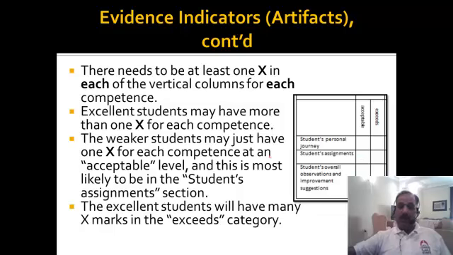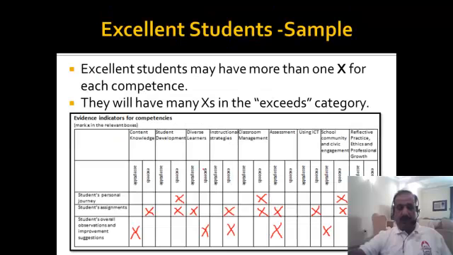Now, the excellent students will have more than 1 X, in fact, not just for the acceptable category, but for the exceeds category, and not just for student assignments, but also for a student's personal journey, maybe, and the last one, the student's overall observations. Now let's talk more about this. Now we have two samples. Sample number one, I call this one the excellent students. The excellent students will have more than one X, as I mentioned before, for each competency.